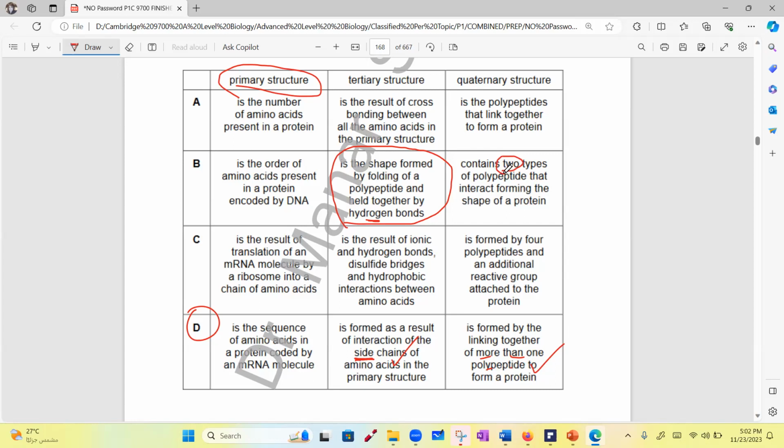The three of them have to be correct. This maybe it's not wrong, but the remaining are not right. And these are more correct. They are perfect. D is the perfect answer. Primary structure is the sequence of amino acids. Tertiary structure is formed as a result of the interaction of the side chains, not only hydrogen bonds. Quaternary structure is formed by the linking together of more than one polypeptide. Two or more, not only two. So B is not right. D is more correct. Okay, good.